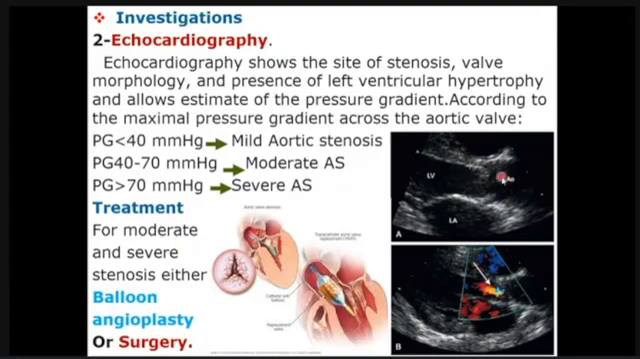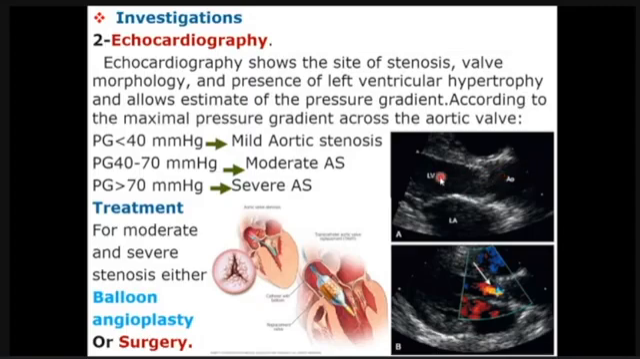What is the pressure gradient? During contraction, that is to say systole of the left ventricle, there will be a pressure here, and also there will be pressure here. I mean a pressure before the valve or below the valve, and the pressure after the valve. Normally this pressure is higher than this pressure by about 10 to 15 millimeters mercury.